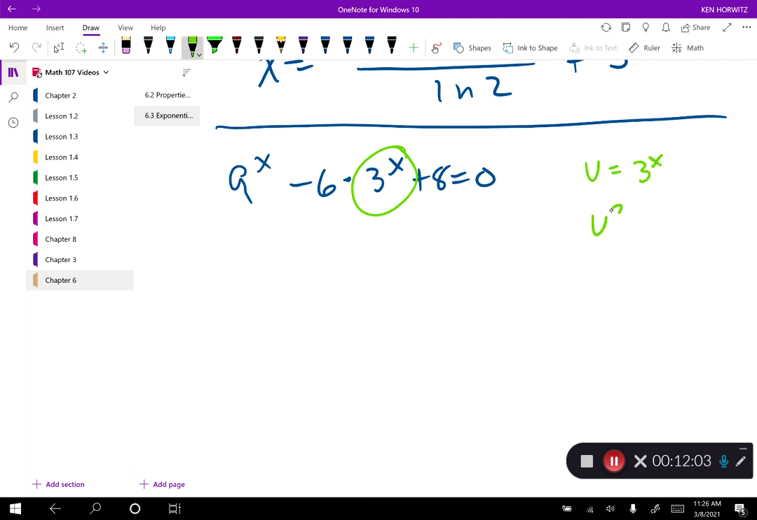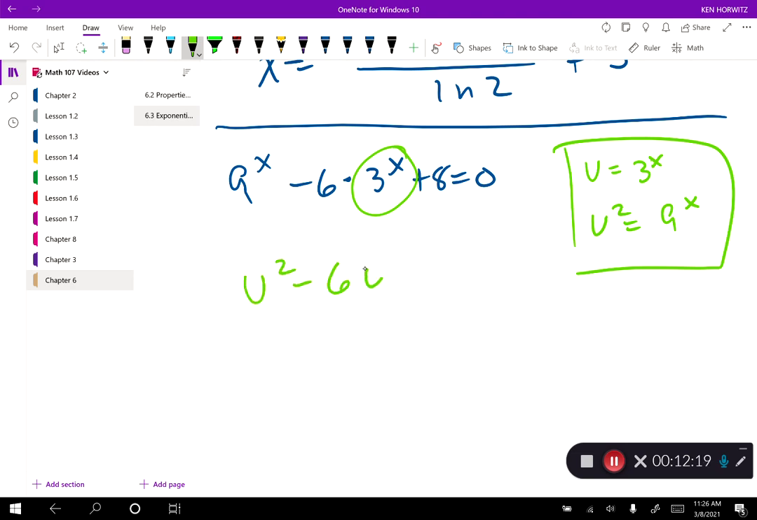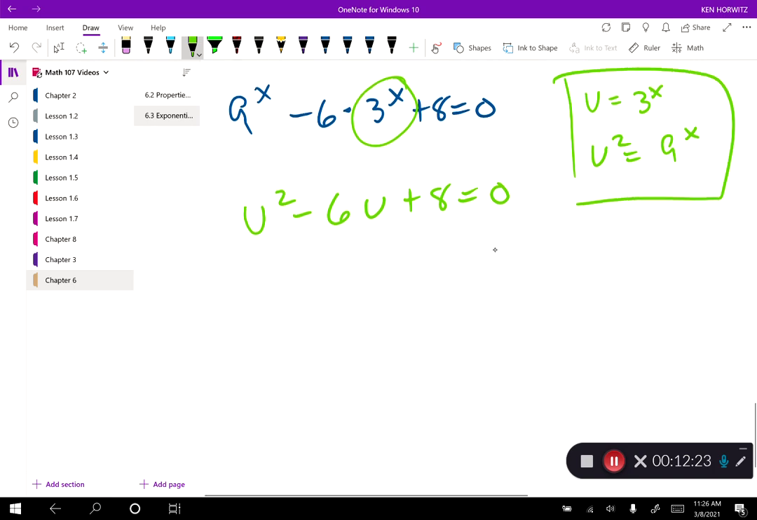And that means u squared equals 9 to the x. And that's really what I wanted, was to substitute for my exponential expressions. This way, I can get rid of both of them. And I can say u squared minus 6u plus 8 equals 0. All right. Now I have the same equation, but I'm solving for u right now.